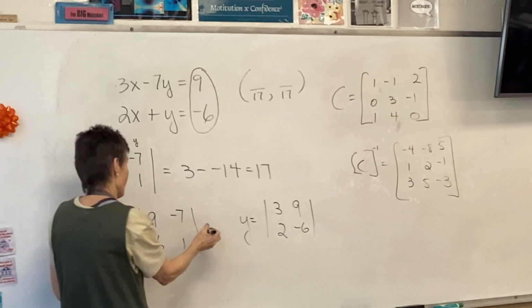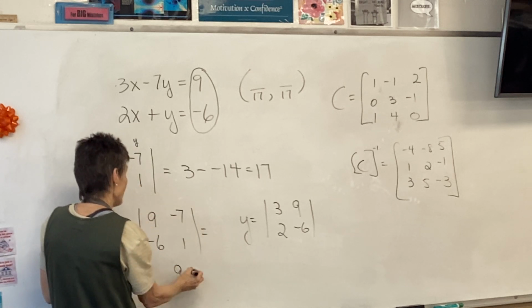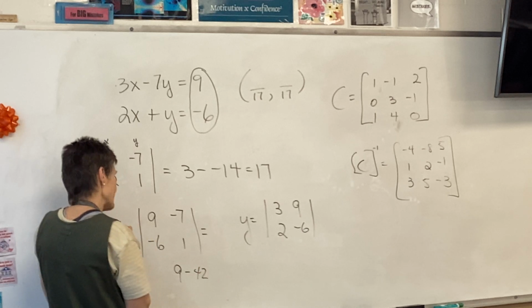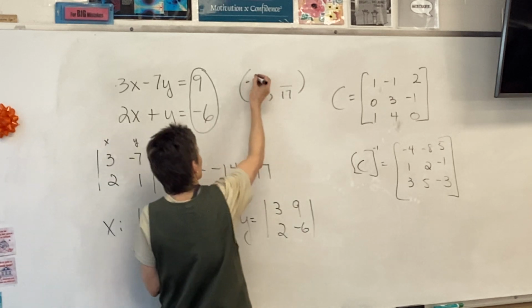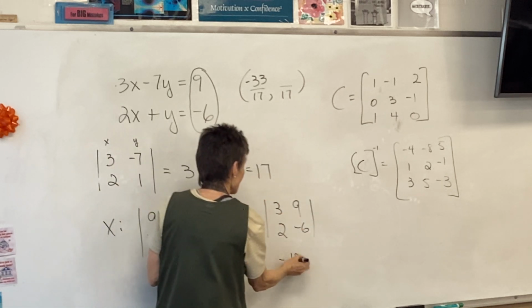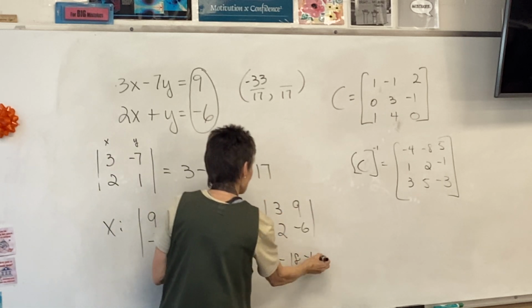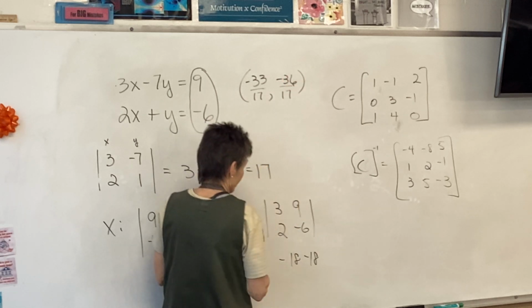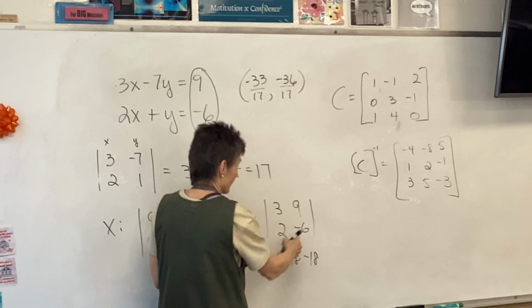So here we go. 9 minus 42. So what is that? -33. And -18 minus 18. Where do you get negative 18? 3 times -6. Oh, right.